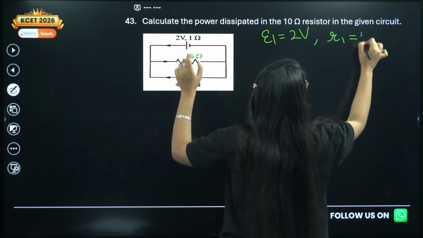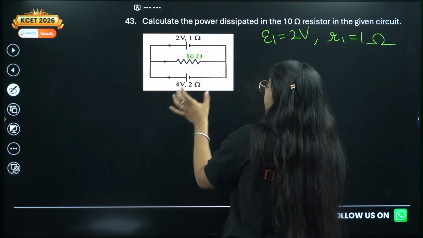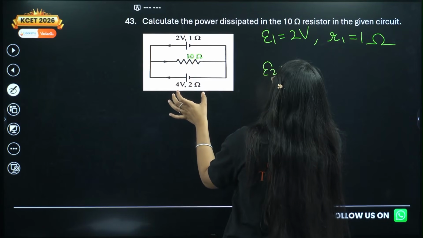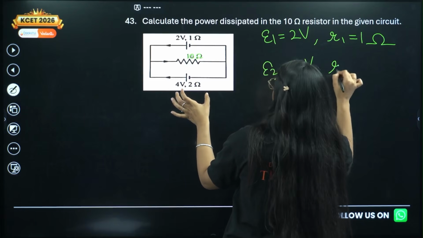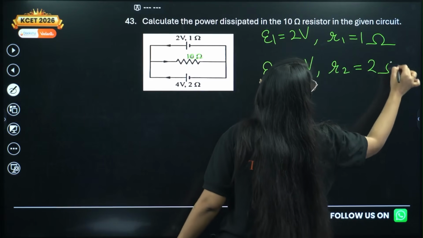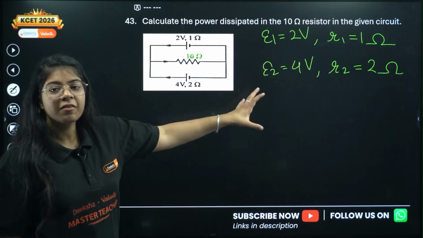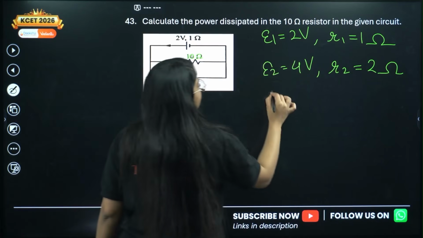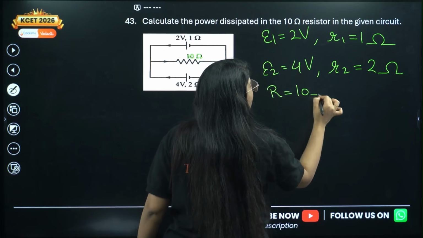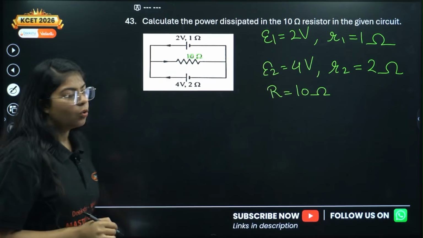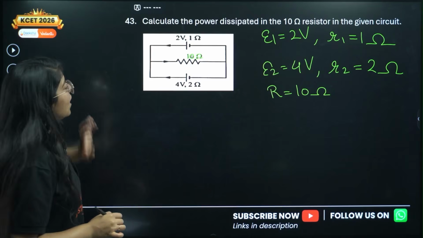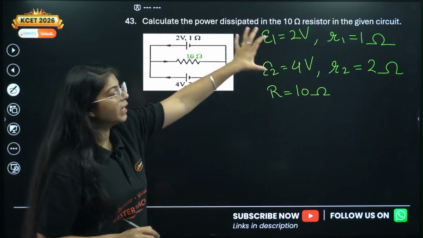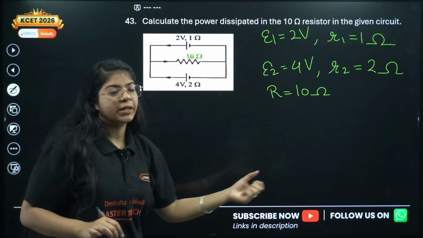R1 as 1 ohm. Understood? Then E2 as 4 volt and R2 as 2 ohm. Till here we are given, and we are given this resistance, this load, that is 10 ohm. Now what we need to find first, we need to find the equivalent voltage, correct?